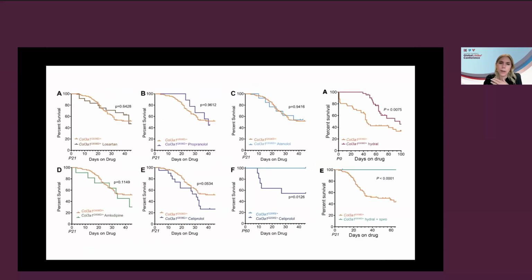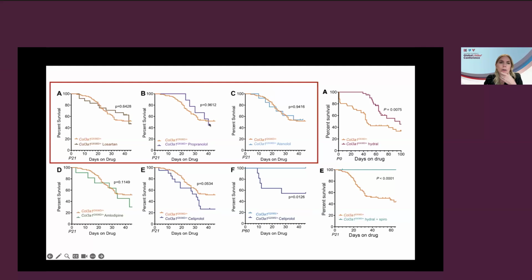So they did lots of experiments. These are all survival curves. I'm going to walk you through a little bit to help you understand what's going on here. So first they said, okay, let's look at some of the meds I talked to you about. I talked to you about losartan, which is one of those ARB meds, and anything ending in olol is a beta blocker like celiprolol. So they looked to see, was there a difference in any of the drugs in the VEDS mouse, just using the normal drugs.